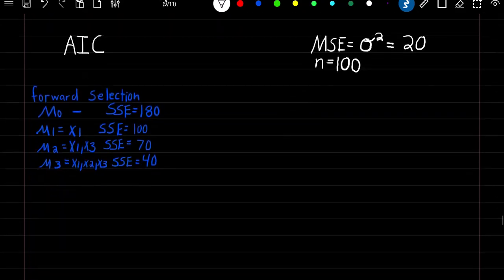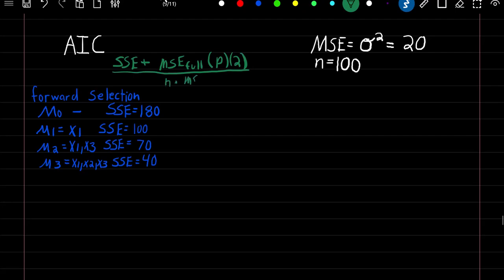Now we can do the same thing, but this time we're going to use AIC. AIC stands for, and hopefully I pronounced it right, Akaike Information Criterion. I probably pronounced that wrong, but AIC. The formula for AIC is the sum of squared error plus the mean squared error of our full model times P times 2, divided by n times the mean squared error of our full model.